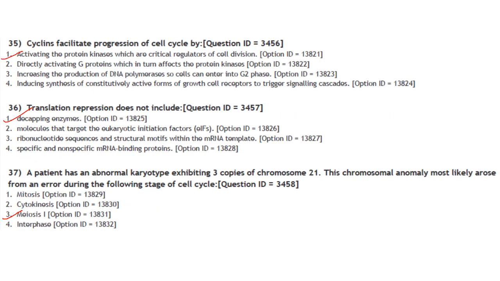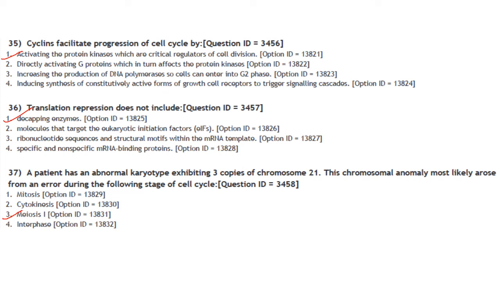The next one. Cyclins facilitate progression of cell cycle by activating the protein kinases which are critical regulators of cell division. Answer is option 1. Then translation repression does not include decapping enzymes. Answer is option 1.